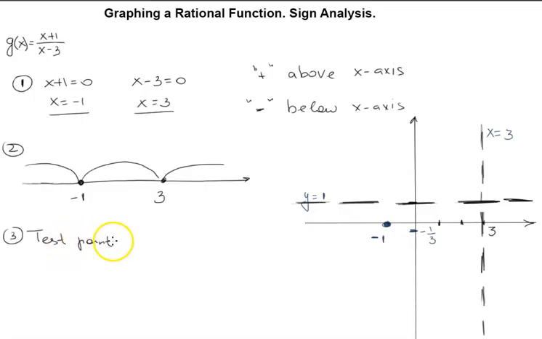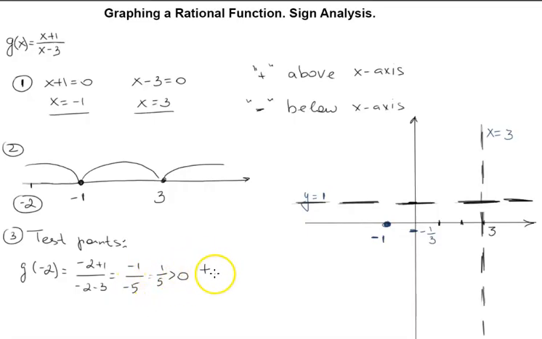Test points. For the first interval, I will use, let's say, -2. So x equals -2. I'll plug it in instead of x and see what sign the function will have. So g of -2 equals (-2 plus 1) over (-2 minus 3), so it will be -1 over -5, which is 1/5, which is positive, so the sign is plus. This interval will be plus.